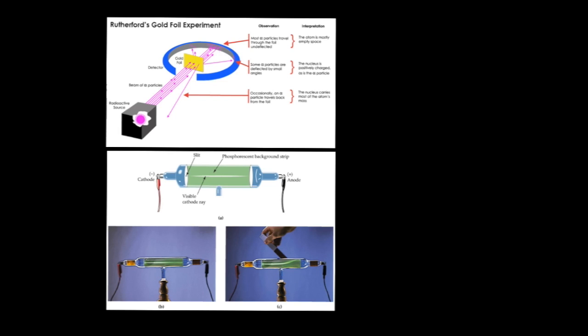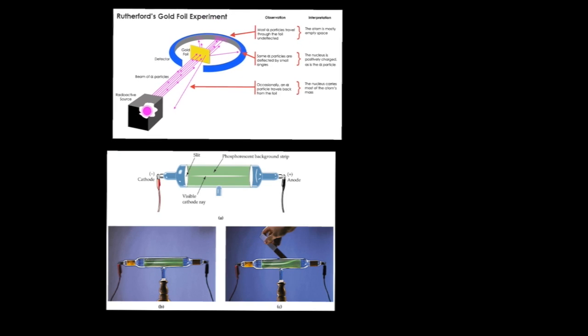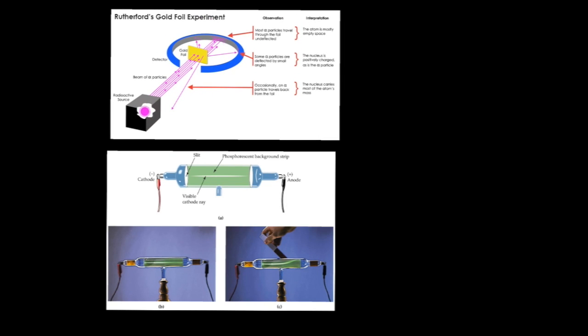And if we take a look at the ones that bounce all the way back here, then it lets you know that the nucleus carries most of the atom's mass right at the center, where the atoms are made mostly of space, where the center of the atom is positive, and the mass of the atom is in the nucleus. So what do we have?